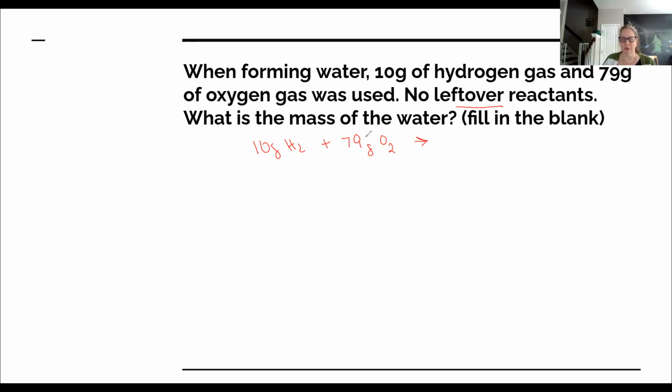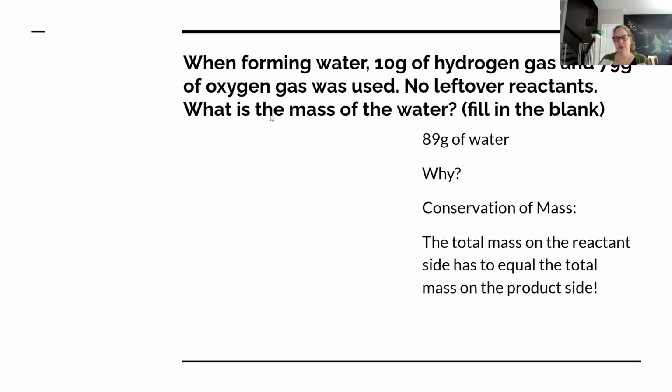So the mass of the water, and remember, you could always pause to fill in the blank to make sure that you are ready for that test. The mass of the water is going to be 89 grams of water. Why? Conservation of mass. Mass cannot be created nor destroyed. So the same number of each element on the left is on the right. The same total mass on the left is on the right. Conservation of mass. Mass cannot be created nor destroyed.